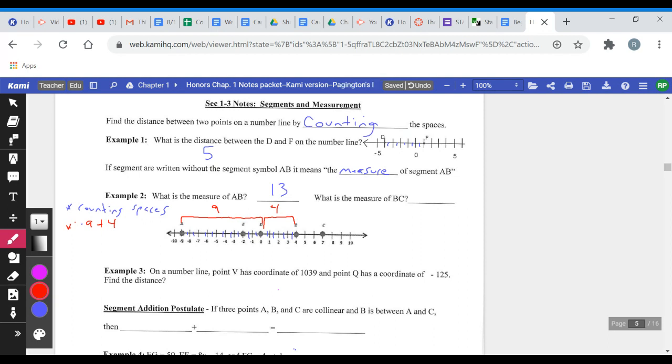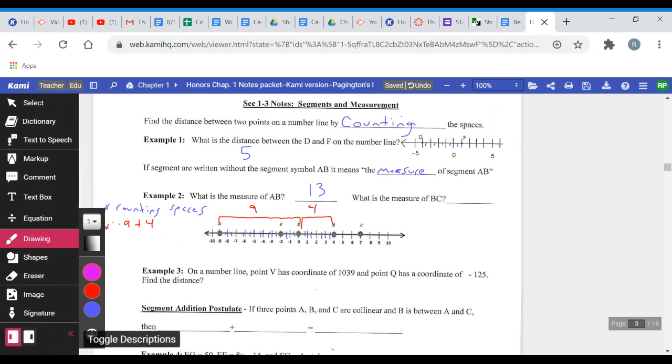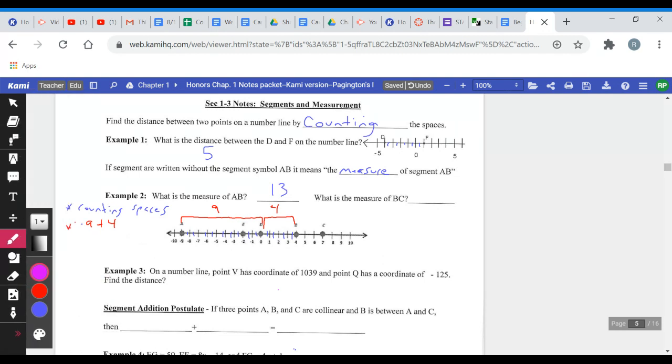Okay, someone else might think of it as subtracting. They might think of the fact that I could think of it as bigger number minus smaller number to see how far it is in between. So they might think of it as 4 minus -9. And if you think of it that way, then you would get 13 also. So any of those methods would work in this case. What is the measure of BC? Again, I can quickly count the spaces. 1, 2, 3. And I can say it has a length of 3.